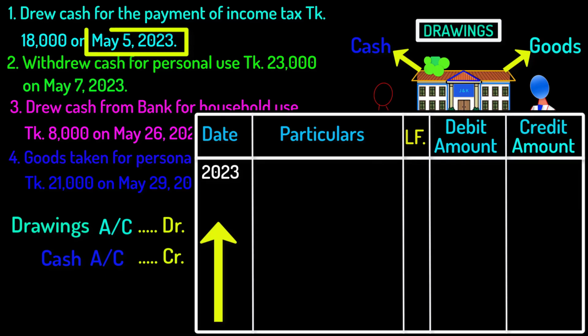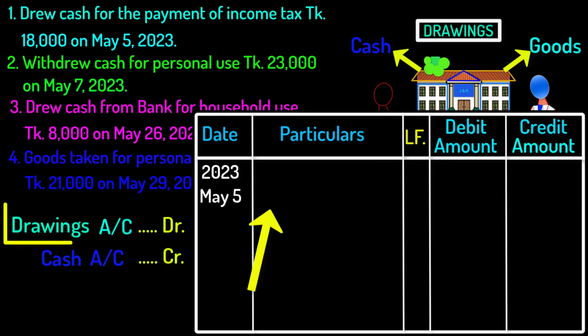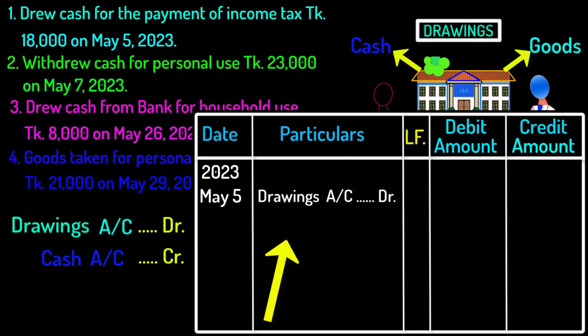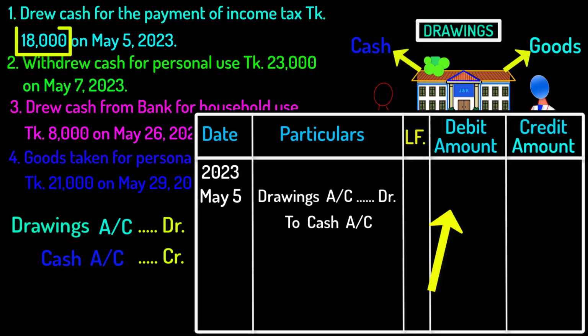Write here the year and date. Write here drawings account debit. Write here to cash account. And last of all, write here taka 18,000 and here also.